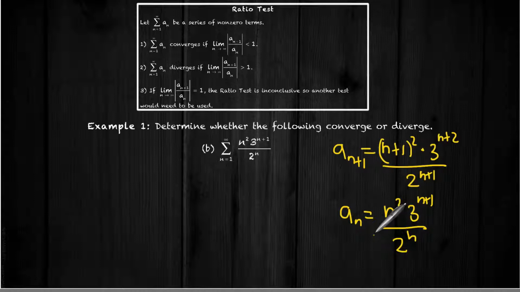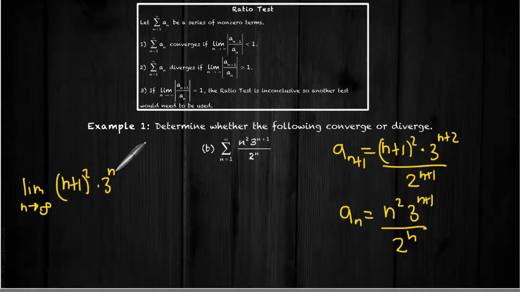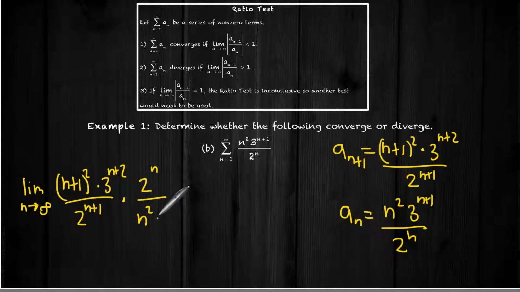And now we're going to divide them and take the limit. So we're going to take the limit as n approaches infinity, and we are going to have the a of n plus 1 on the top. So n plus 1 squared times 3 to the n plus 2 over 2 to the n plus 1. And then we're going to flip and multiply the bottom. So that's going to give us 2 to the n over n squared times 3 to the n plus 1.